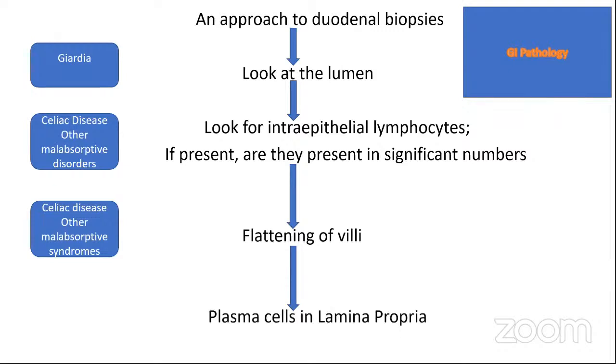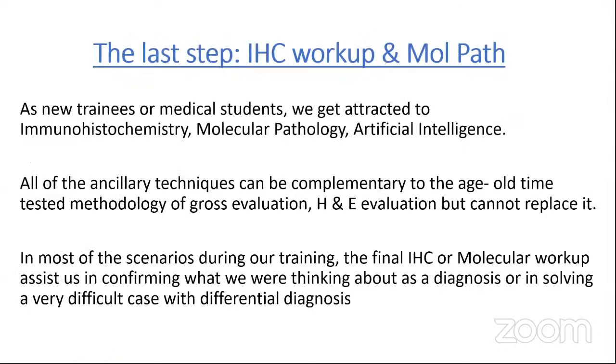You would also want to look for plasma cells in the lamina propria, because if plasma cells are totally absent in the lamina propria, that could be a hint that this patient may be having combined variable immunodeficiency. And so a duodenal biopsy may sometimes be the first hint that this patient may be having a primary immunodeficiency disease. And then the last step would be the IHC workup and molecular path.